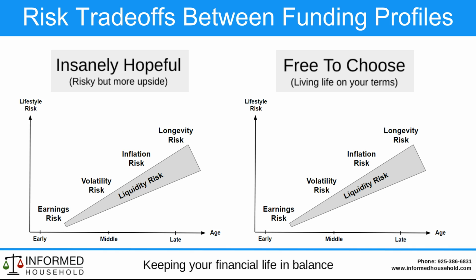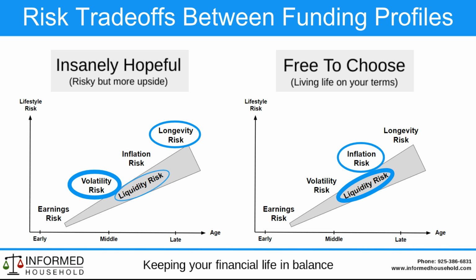So here, just side by side, we're looking at our 2 sample groups, the Insanely Hopefuls and the Free to Choose. For the Insanely Hopefuls, since they're heavy into the investment assets, their biggest risk is going to be volatility risk. Again, that's primarily sequence of returns risk, and we'll talk more about that in our risk tutorial videos. But for the Free to Choose, it's really more on the liquidity side. Next in line, we would say, is longevity risk for the Insanely Hopefuls, inflation risk for the Free to Choose, and so on.